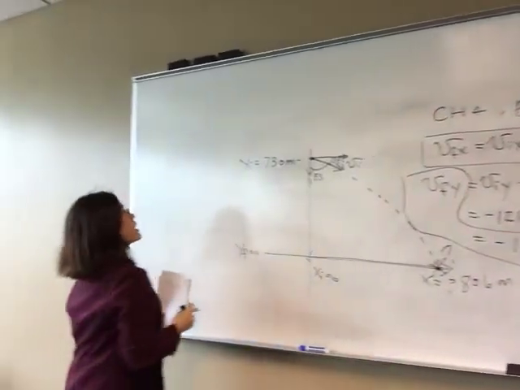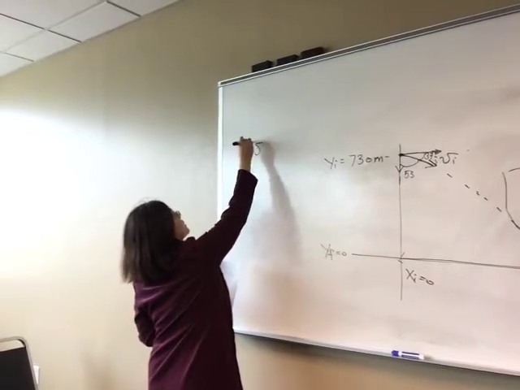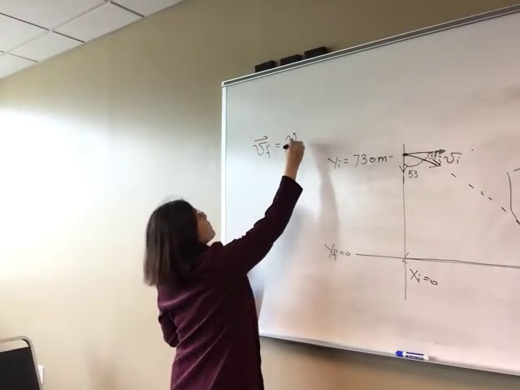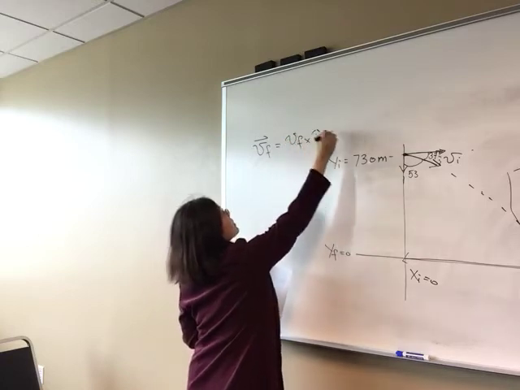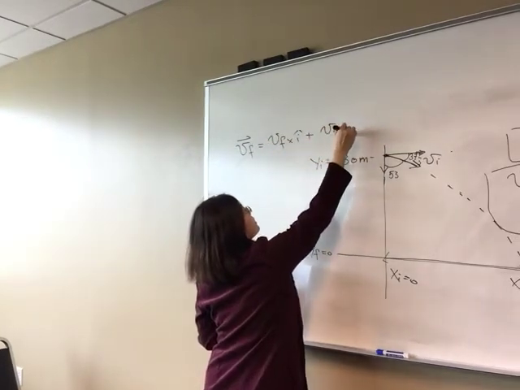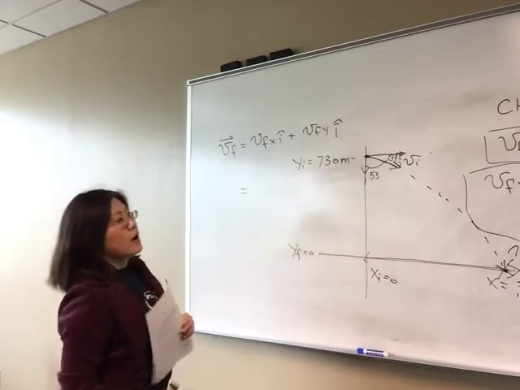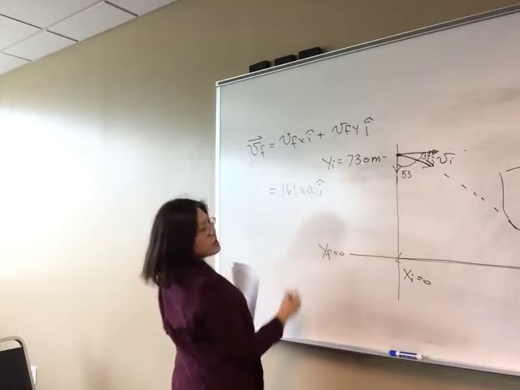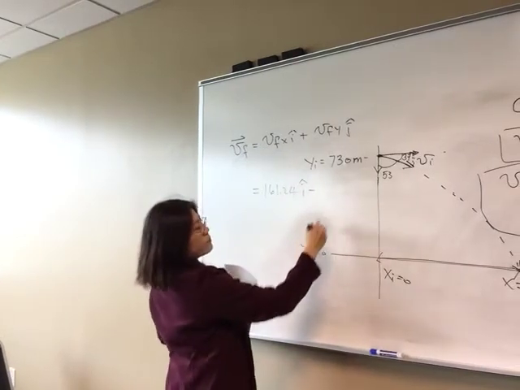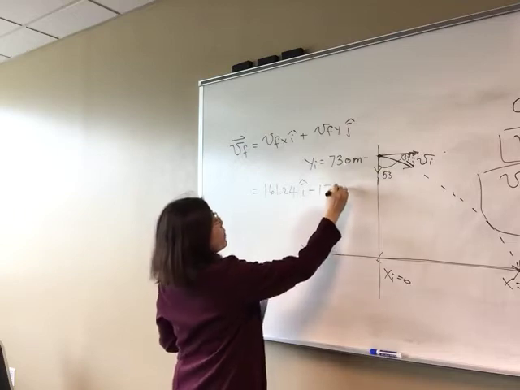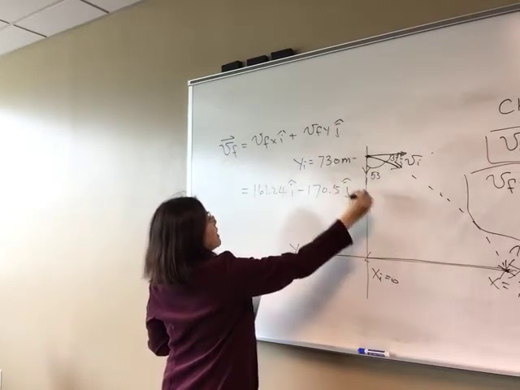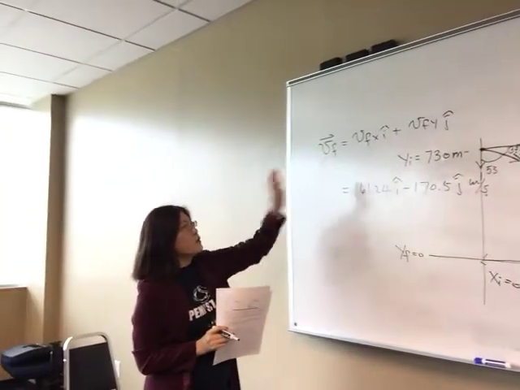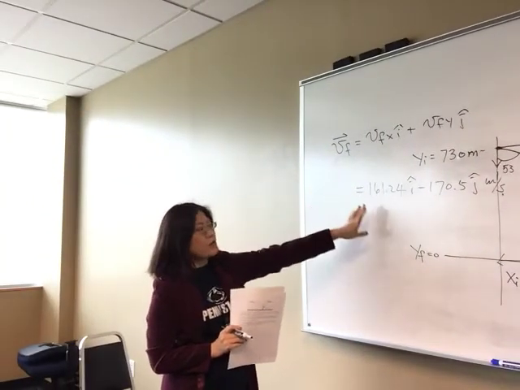So in unit vector notation, you would say the final velocity is equal to the final velocity in the x direction plus the final velocity in the y direction. So you have 161.24 i hat minus 170.5 j hat, in units of meters per second. Okay, so now you have the final velocity expressed in unit vector notation.